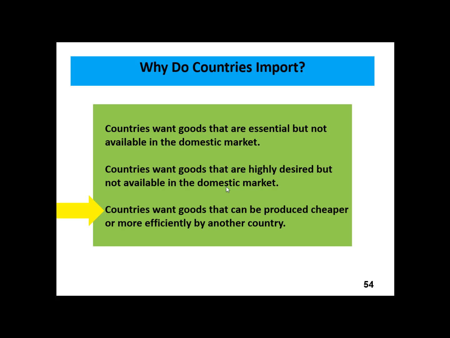So we're going to import it instead. Countries want goods that can be produced cheaper or more efficiently by another country. And that's where clothing comes in. Clothing is produced more cheaply in other countries, so we might as well buy it from them than produce it here.